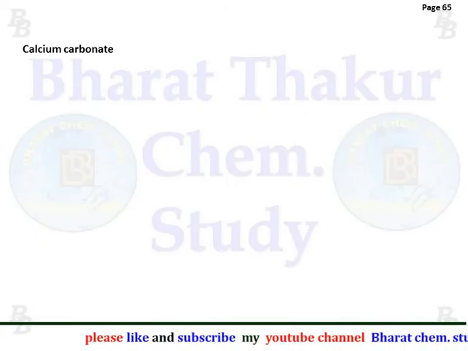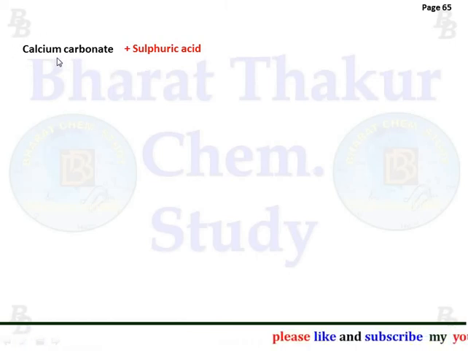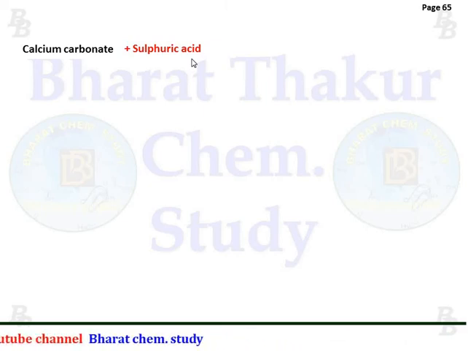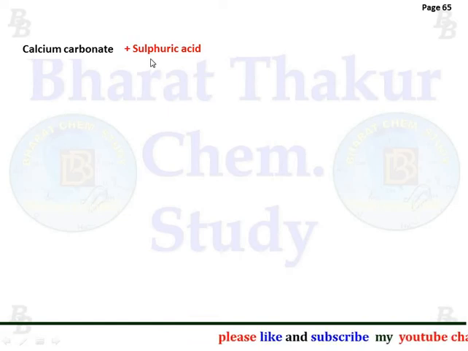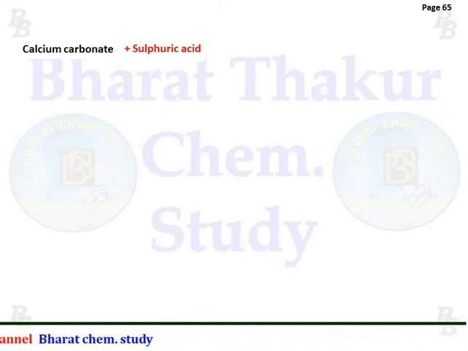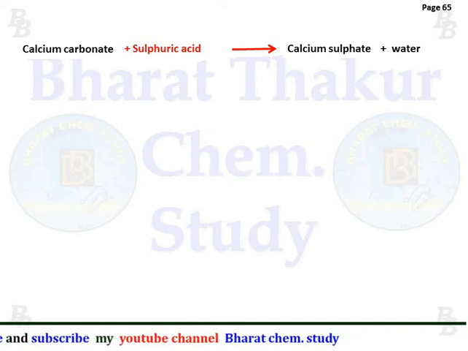Now let's understand the reaction of calcium carbonate with sulfuric acid. Students, again, in calcium carbonate the metal is calcium, and in sulfuric acid the negative part is sulfate. So the salt formed has calcium from calcium carbonate and sulfate from sulfuric acid. So the name of the salt will be calcium sulfate, plus water, and the gas formed is carbon dioxide.